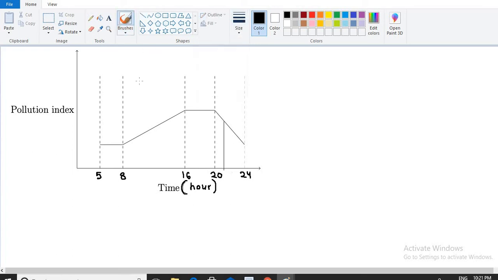This represents my 22 hour. So the question is to find out, at this point, what will be the value of Y. The value of Y will give you the pollution index at 22 hour, which is 10 PM. To get the answer, we have to go step by step.